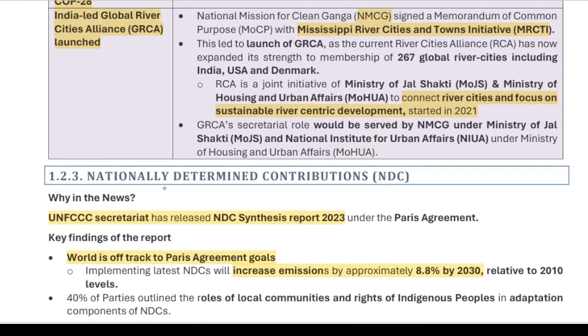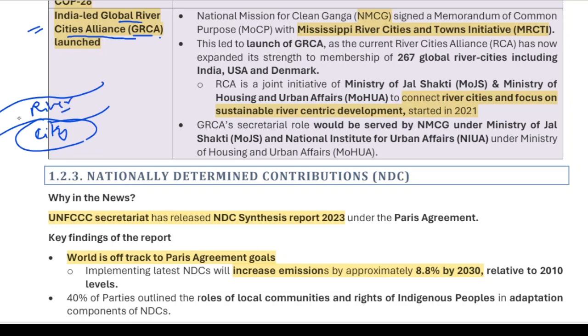Next is the India-led Global River Cities Alliance. Many cities, as you must remember, are located on the banks of rivers. The city's water requirements are usually taken care of by the river, and then waste is thrown back into the river after treatment. So the city's development depends on the development of the river.